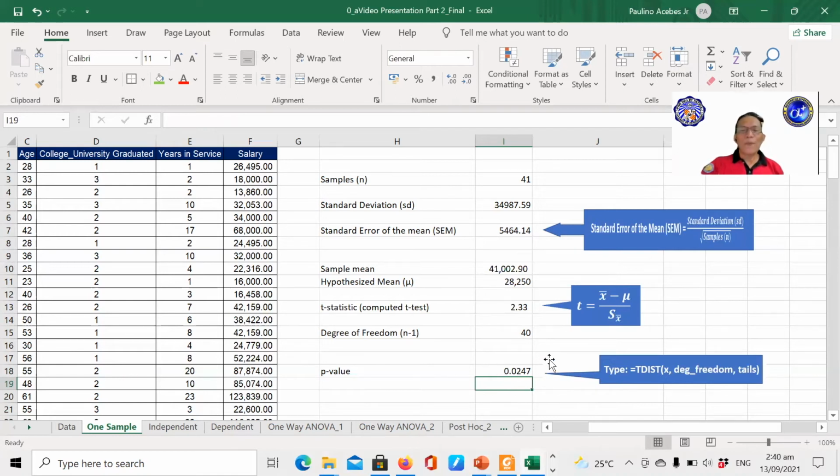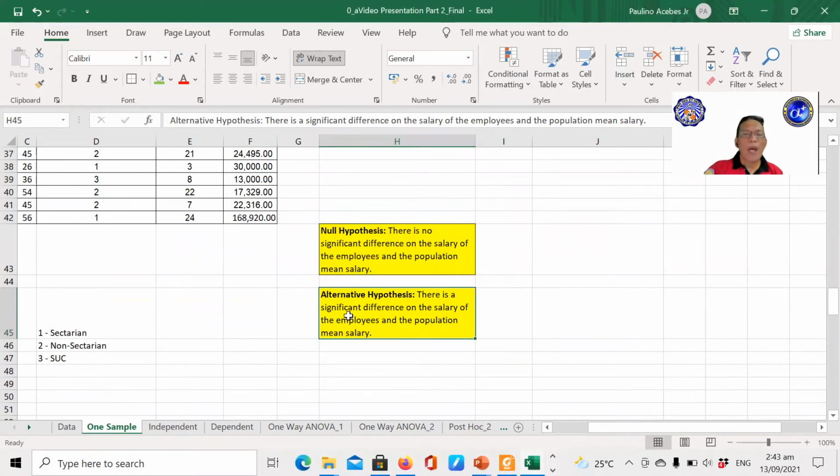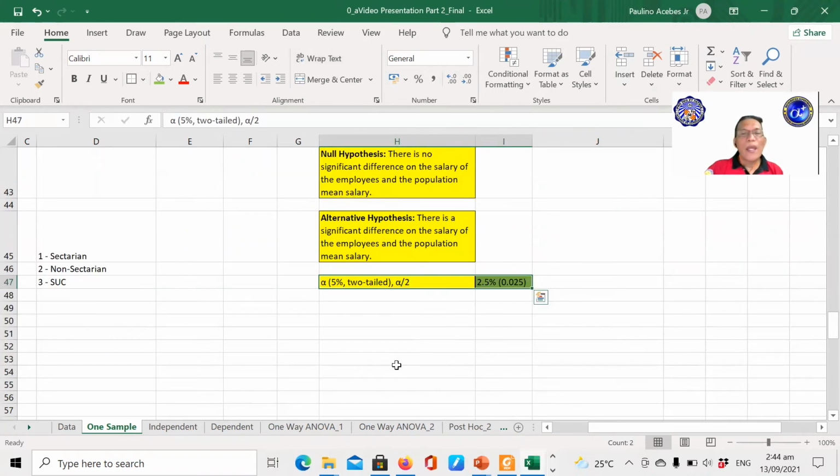Okay, so what we're going to do now is write our null hypothesis here. There is no significant difference in the salary of the employees and the population mean salary. Then our alternative hypothesis: there is a significant difference in the salary of the employees and the population mean salary. And we are going to set up our alpha. Our alpha here is 5%, two-tailed. Since this is two-tailed, we divide alpha by 2. Alpha over 2 is equal to 2.5% or 0.025.